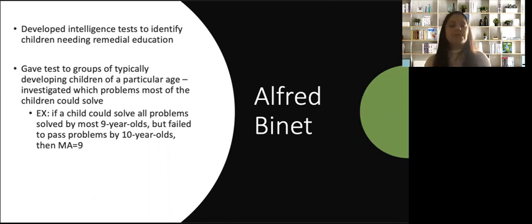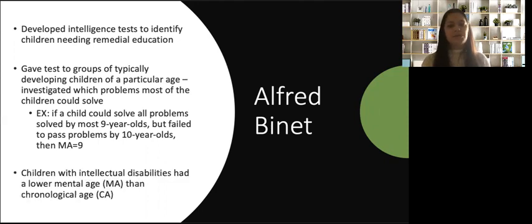Binet gave these tests to groups of typically developing kids, and each group was of the same age. So he had a group, for example, of 5-year-olds, a group of 6-year-olds, a group of 7-year-olds, and so on. And what he would do is assign a mental age based on the child's score. He looked at those problems that most of the kids in each age group could solve. For example, he would assess the problems that most 9-year-olds could solve. And if a child could solve all of those problems, but failed to pass subsequent problems that 10-year-olds could solve, they would have what he called a mental age of 9, right? They're accurately answering those questions that are accurately answered by most 9-year-olds, and thus a mental age of 9.